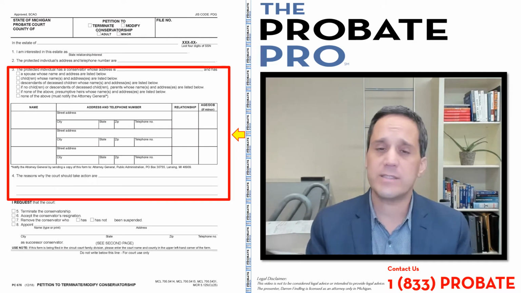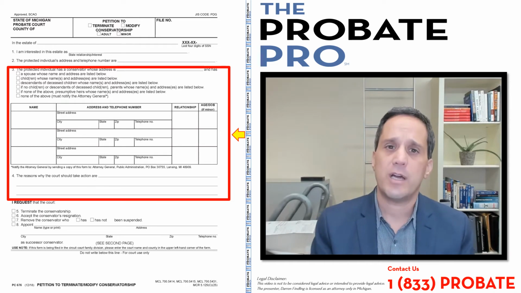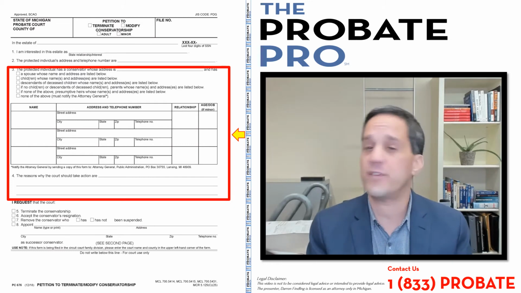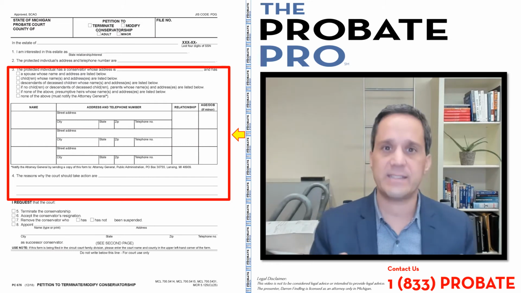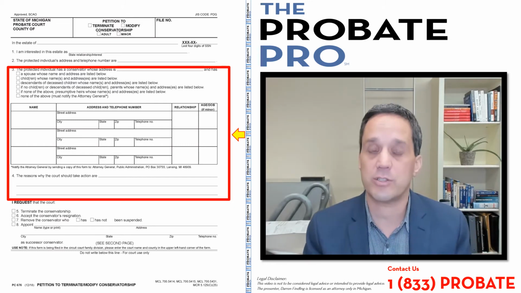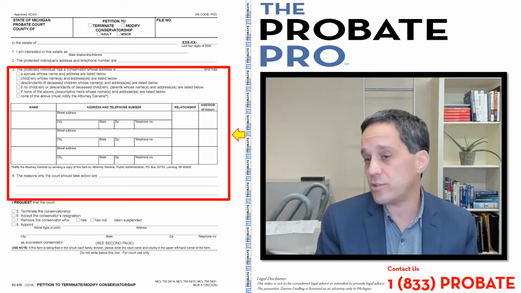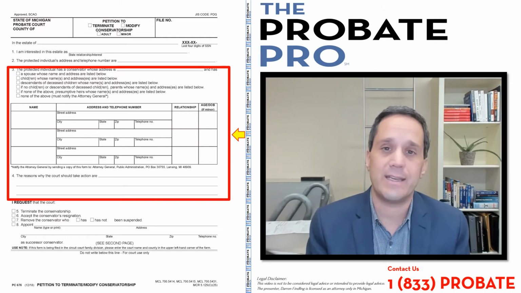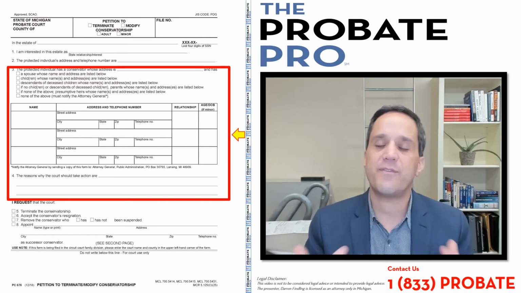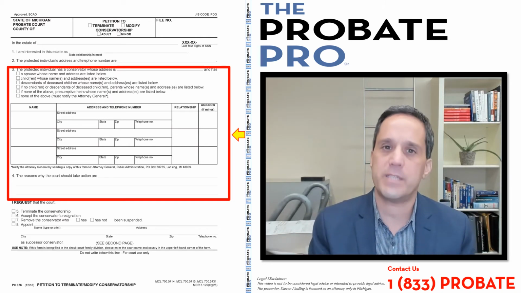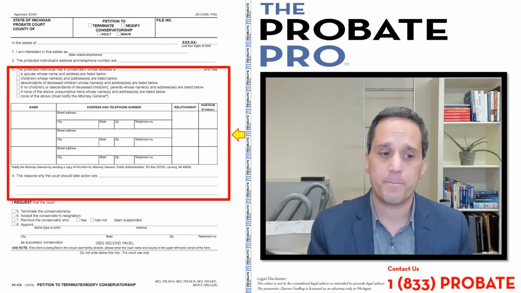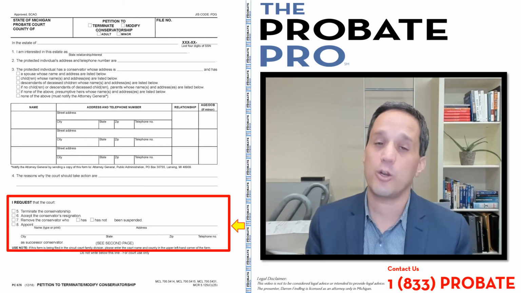And again, there's not a lot of space here, so often people will attach additional pieces of information. It could include a physician's certificate that indicates that that person is no longer in need of a conservator. It could be a death certificate showing that the conservator currently in place has died. So again, provide sufficient support to the petition so that the court can make a ruling based on the information that you're providing.